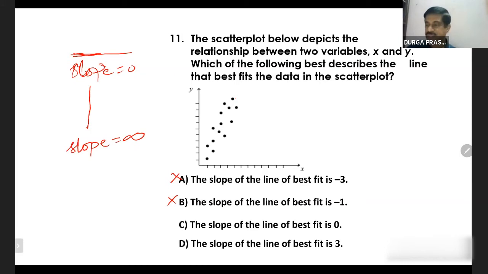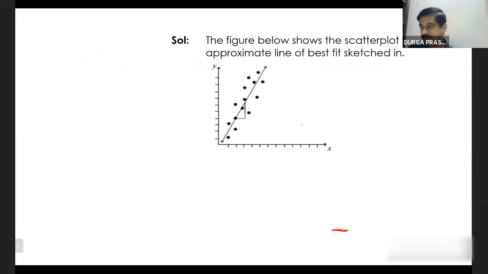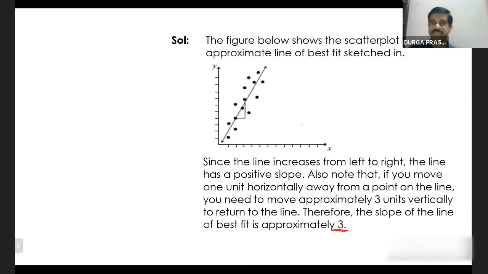Okay. Therefore, it cannot be 0. It's not horizontal. It is increasing from left to right. Therefore, clearly the answer is D. I don't need to do all this whatever we have done in the next page, but still, as a process, we have done it. So please note it fast, quick.